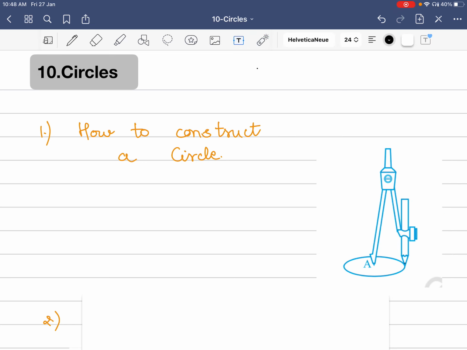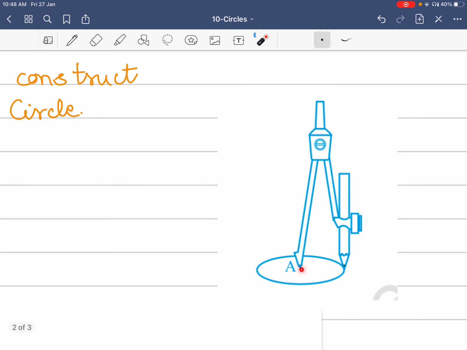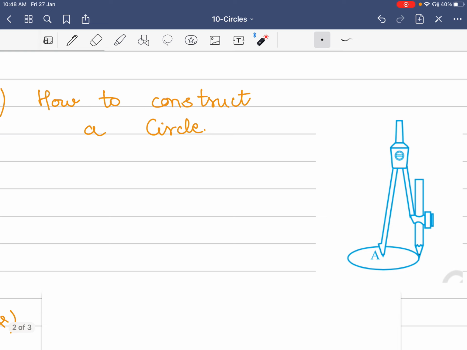So here we have an interesting geometrical instrument which we all must have seen. It's called a compass. So here you put your pencil, and this is the point of the compass. Typically what we do is we fix this point on a piece of paper, and we just rotate this pencil arm of the compass, and we get a circle on a piece of paper. So that is exactly how you construct a circle.